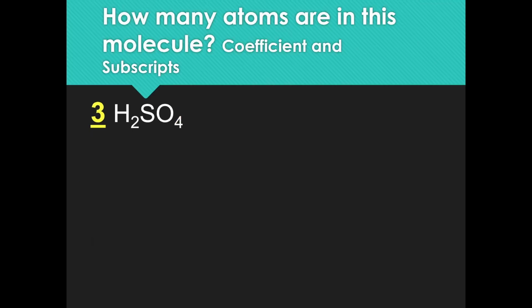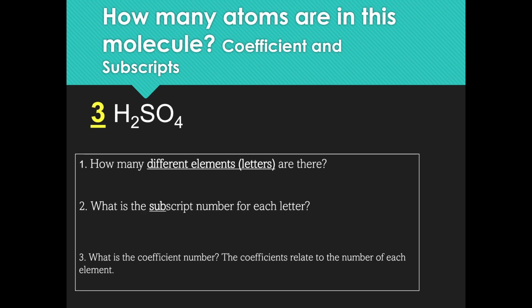So let's test your understanding. As a quick practice, how many atoms are in this molecule, coefficient, and the subscripts? We're looking at a single formula here, 3H2SO4. Let's break it down. 1. How many different elements are there? 2. What is the subscript number for each letter? And 3. What is the coefficient number? The coefficients relate to the number of each element.